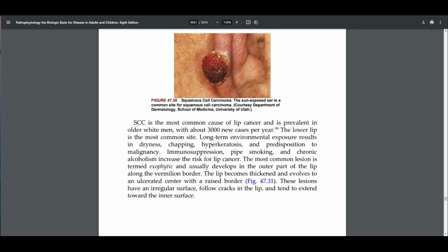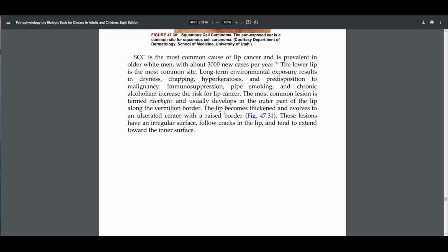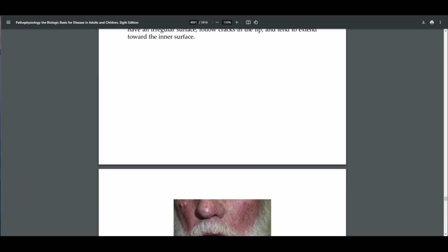Long-term environmental exposure results in dryness, chapping, hyperkeratosis, and predisposition to malignancy. Immunosuppression, pipe smoking, and chronic alcoholism increase the risk for lip cancer. The most common lesion is termed exophytic and usually develops in the outer part of the lip, along with the vermilion border. The lip becomes thickened and evolves to an ulcerated center with a raised border. These lesions have an irregular surface, follow cracks on the lips, and tend to extend toward the inner surface.